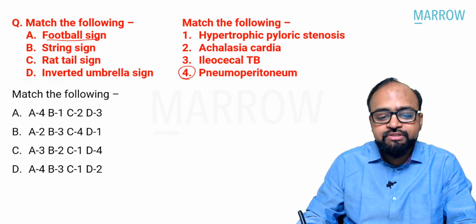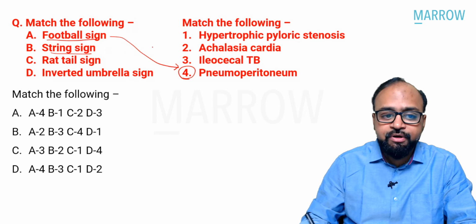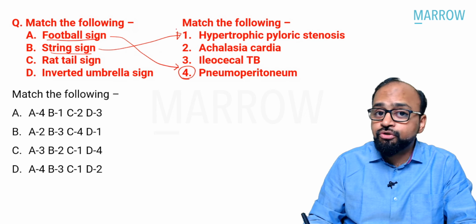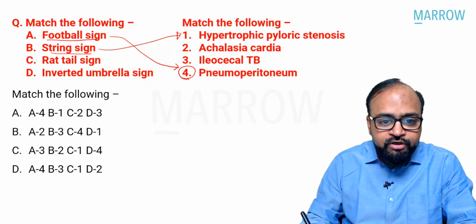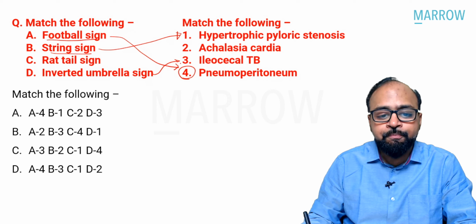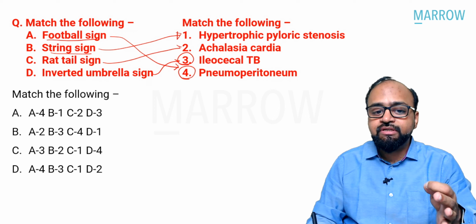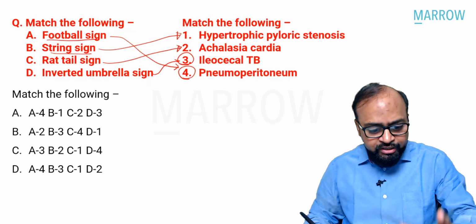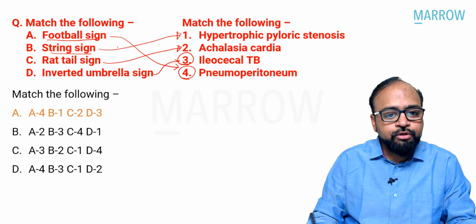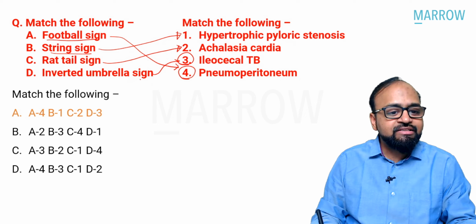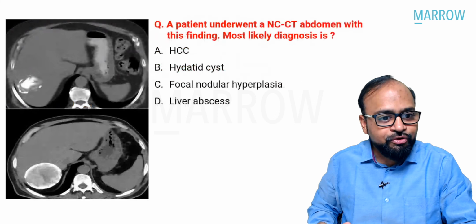Football sign is seen in pneumoperitoneum. String sign, remember, is seen in hypertrophic pyloric stenosis, although in literature, even in ileocecal TB, it has been seen. Inverted umbrella sign is specific for ileocecal TB, and we have seen that the rat tail sign, if it is irregular, may be seen in achalasia cardia. So the correct answer to this question is the first one: football with pneumoperitoneum, string sign with pyloric stenosis, rat tail with achalasia cardia, inverted umbrella sign with ileocecal TB. This is just a match the following kind of question.